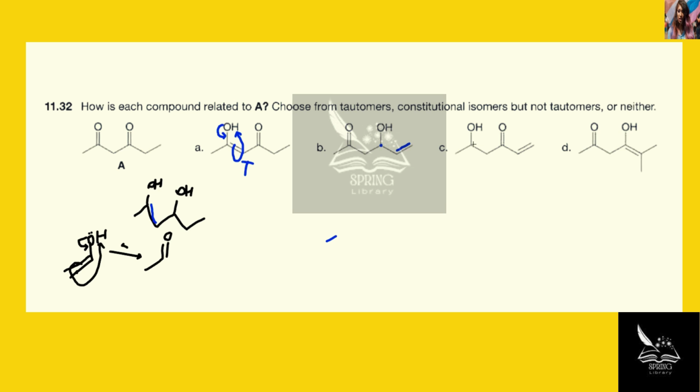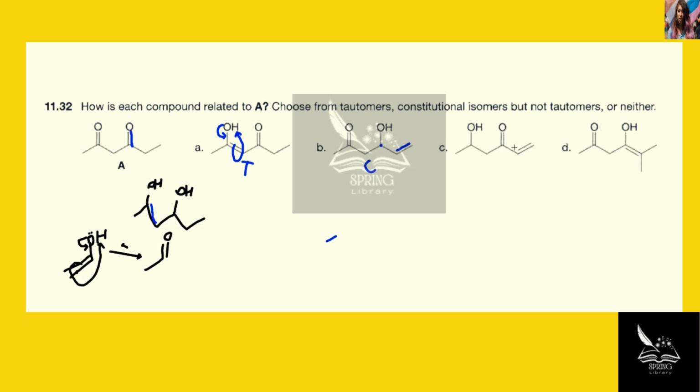So constitutional isomers are two molecules that have the same chemical formula, so the same number of atoms of oxygen, carbon, hydrogens, but they differ in bonding. So if we see here, we have the same chemical formula, and this pi bond that's in A got moved over here. So we don't add any new atoms or any new elements or functional groups to this structure B. We have the same chemical formula, but just the bonding of this structure changes from A. So this is what we call a constitutional isomer.